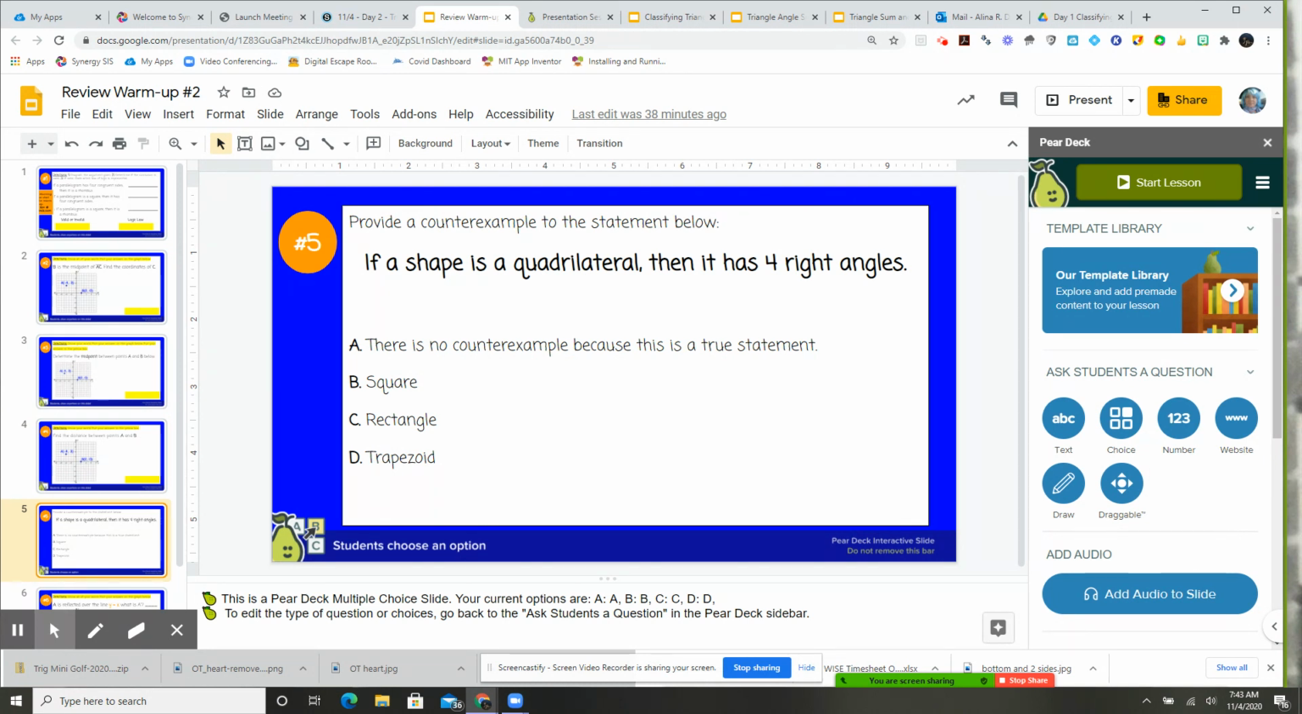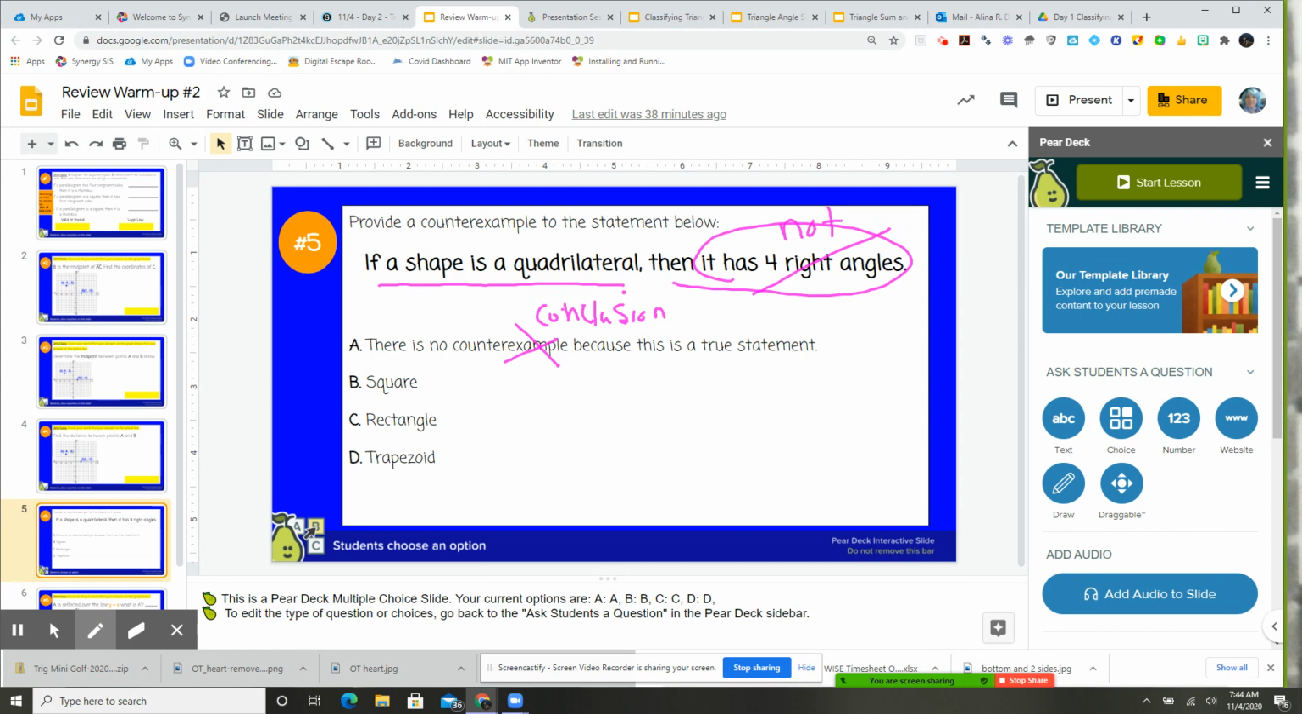Counterexamples. When I want a counterexample, I want you to think counter conclusion. Where's the conclusion of the sentence? At the beginning or the end? Somebody say the end. The end. So I want to keep the beginning. I want a quadrilateral, but I do not want 4 right angles. Not 4 right angles. That's the counterexample or counter conclusion.